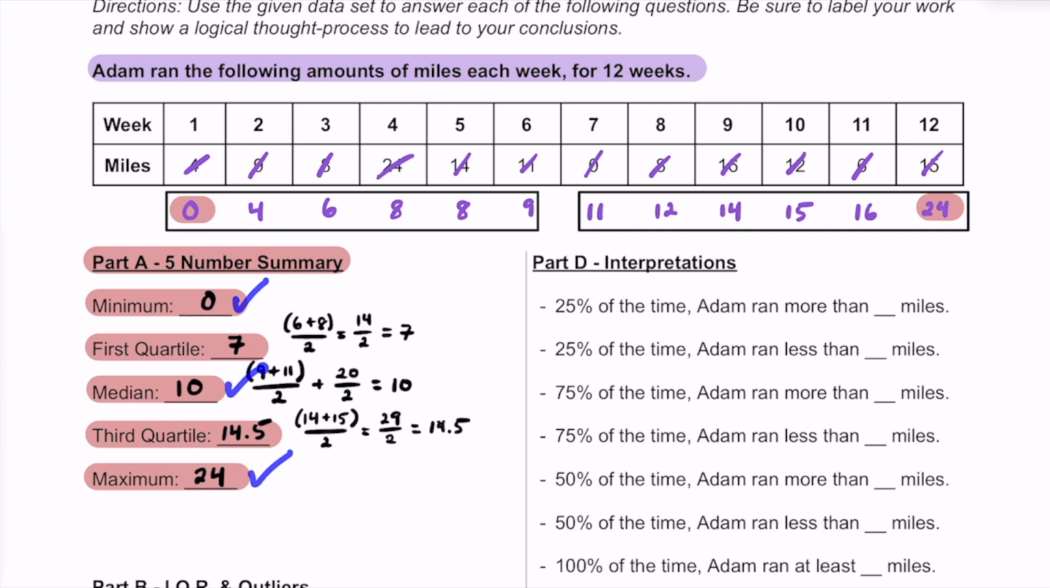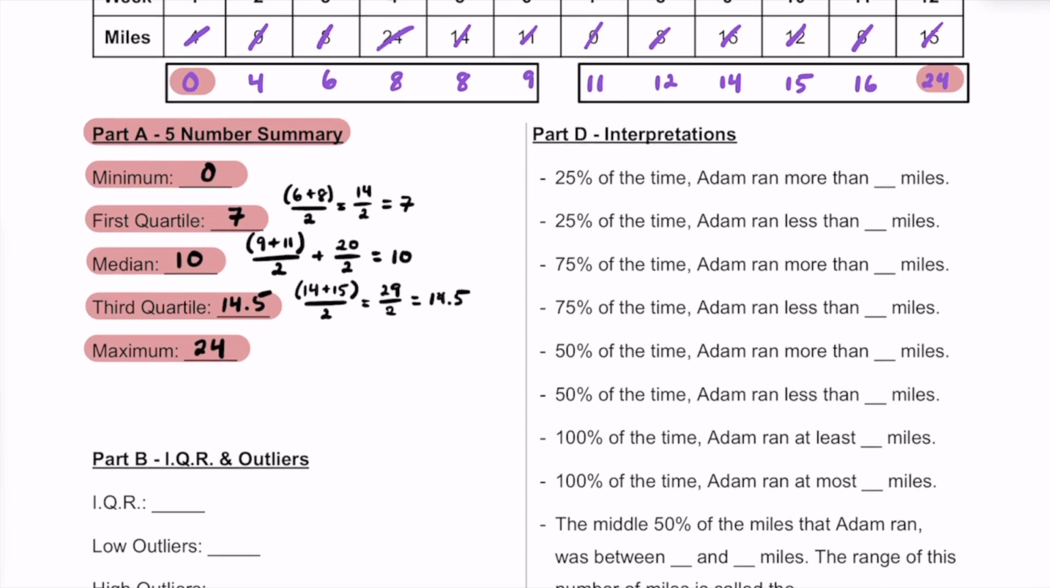So half the time he ran more than 10 miles in a week, half the time he ran less than 10 miles a week. And then we have this first quartile of 7. So 25% of the time he ran less than 7 miles, or 75% of the time he ran more than that. And we have a third quartile, so 25% of the time Adam ran more than 14.5 miles, but 75% of the time he ran less than 14.5 miles.